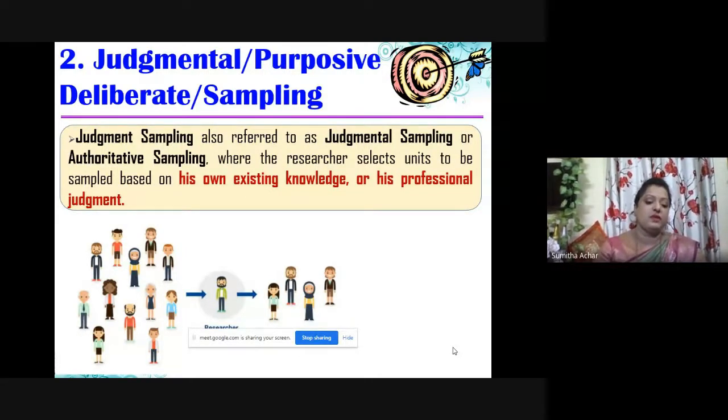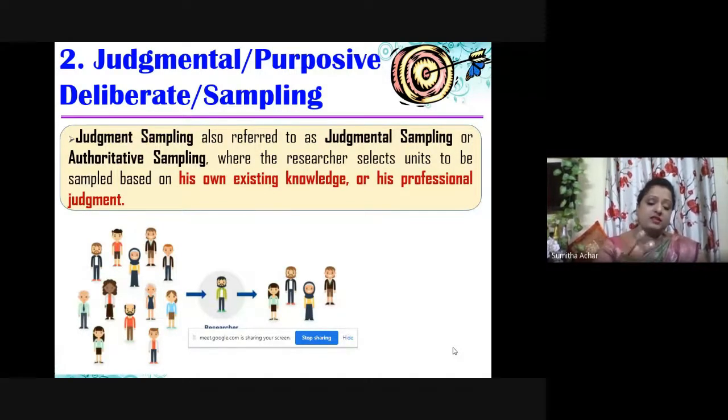You can see from this picture, you have a large number of people gathered. In between is a researcher. The researcher chooses the person based on judgment. As I told you, if I want to study the income and saving habits of a fisherwoman, I go to the fish market.